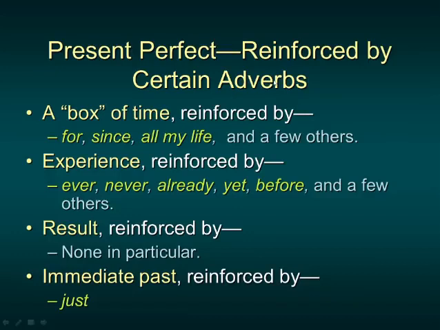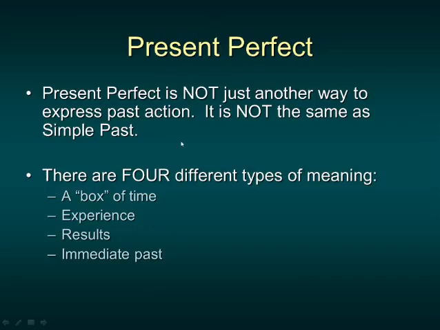Present perfect is reinforced by certain words. Box of time is reinforced by for, since, all my life, and a few others. Experience is reinforced by ever, never, already, yet, before, and a few others. Result is reinforced by nothing in particular. Immediate past is reinforced by just. Present perfect is not just another way to express past action. It is not the same as simple past. There are 4 different types of meaning: box of time, experience, result, immediate past.